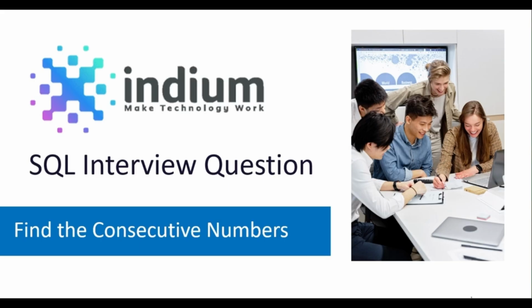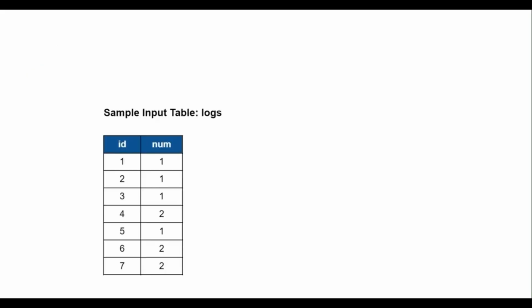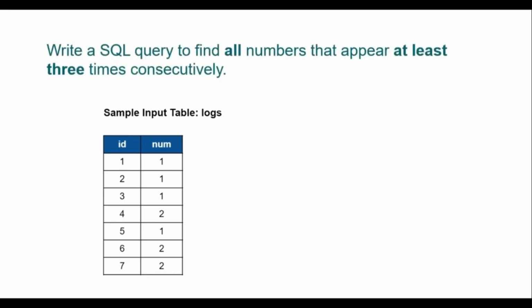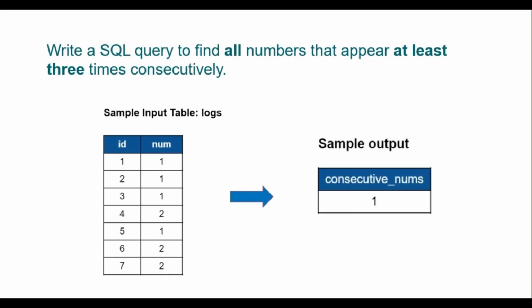The question is on identifying numbers that appear at least 3 times consecutively in a table. So let's understand the problem statement first. Assume that you are given a table named logs that stores the following columns: ID and num. ID is the unique identifier for each row, and the num column contains the number for each log entry. Now our goal is to write a SQL query to find all the numbers that appear at least 3 times consecutively. So this is how our output should look.